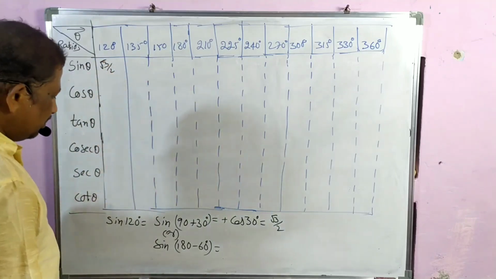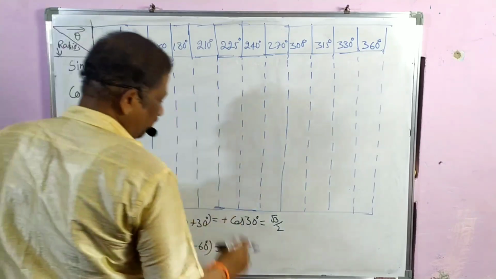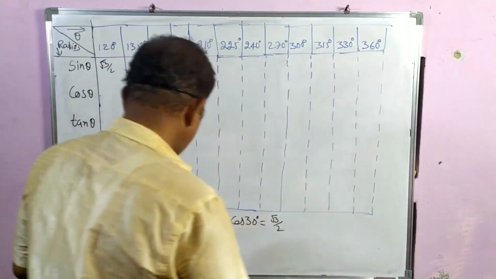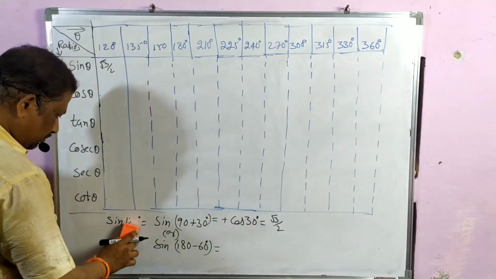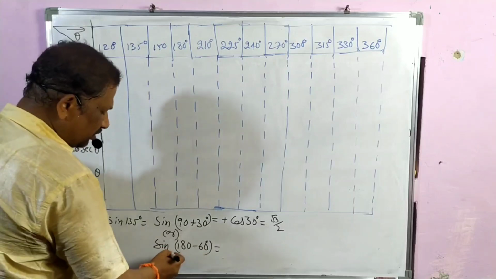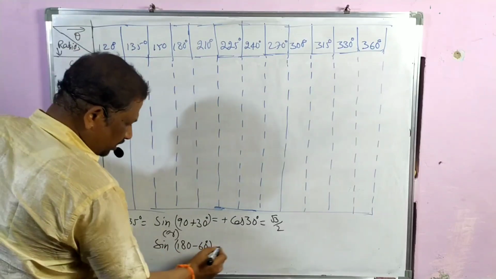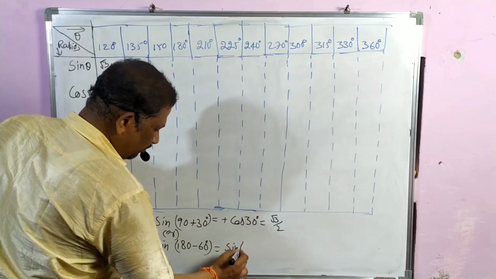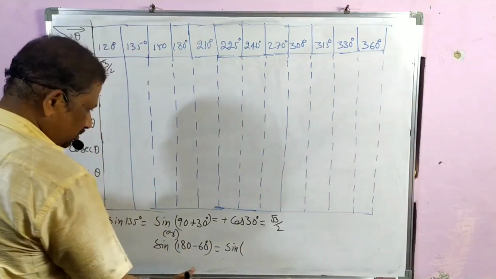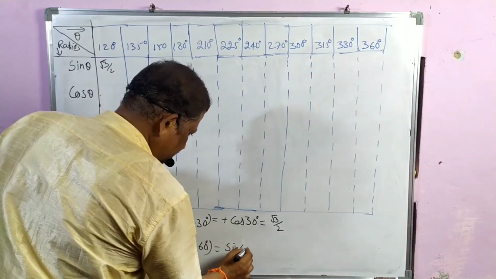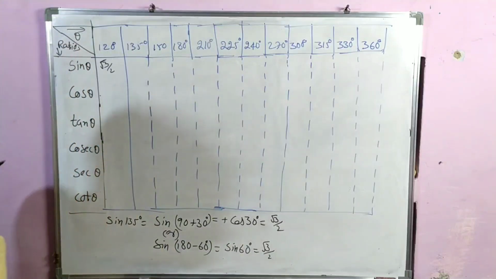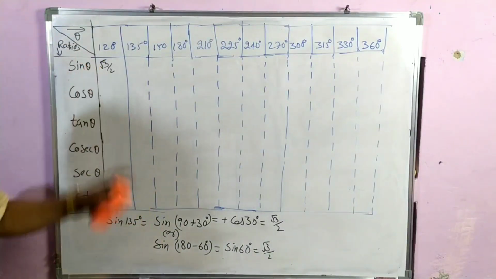Next, in the same way, sine 135 degrees. In 180 also we can do. Here the ratio does not change. Sine remains sine only. 180 minus theta becomes 60 degrees, so it is sine 60. What is the sine 60 value? Root 3 by 2 only comes. In both cases we get the same value.